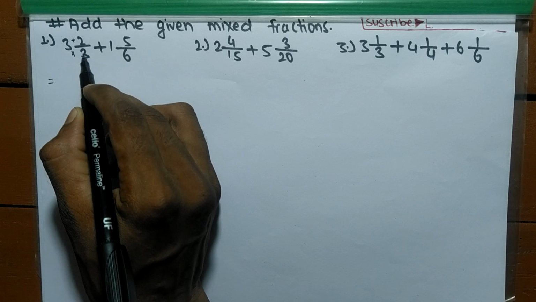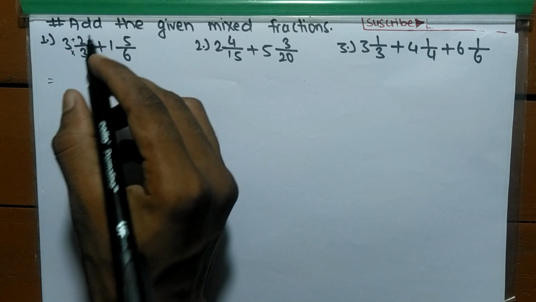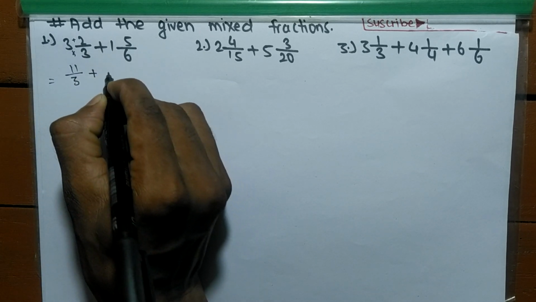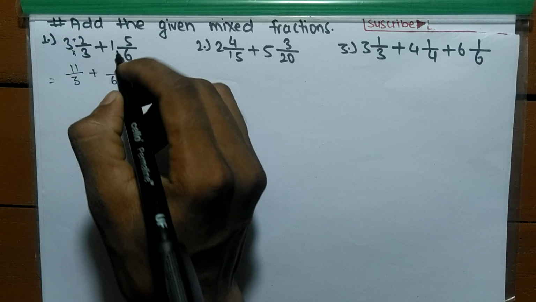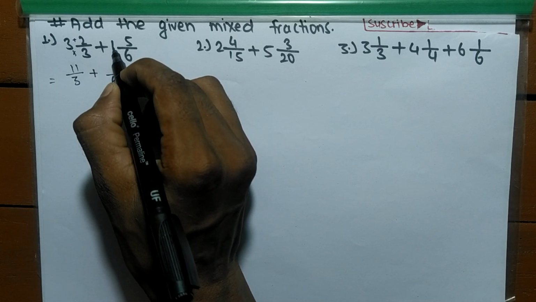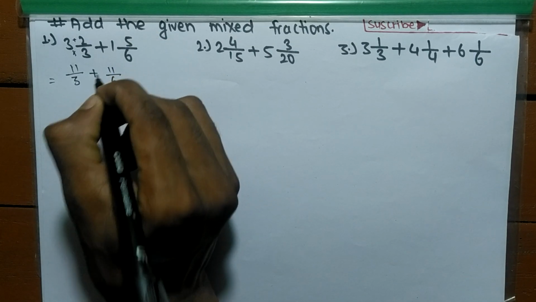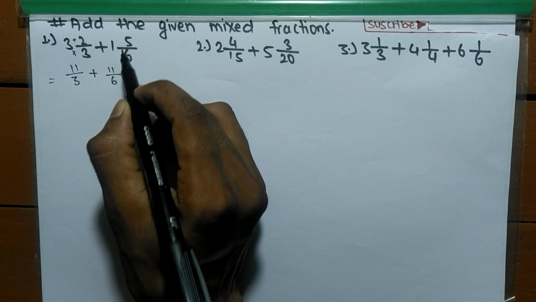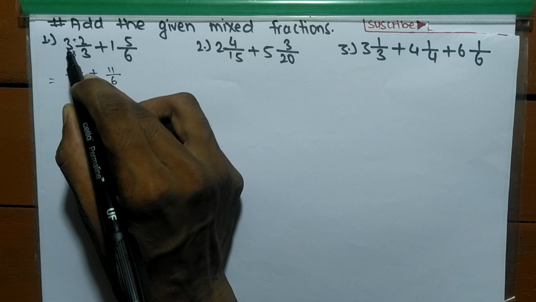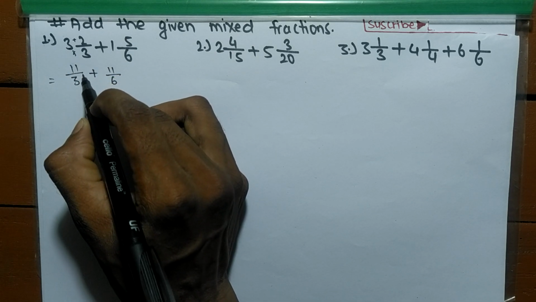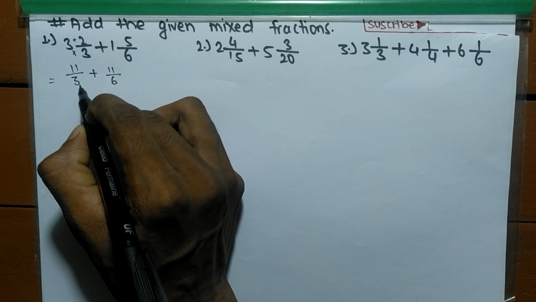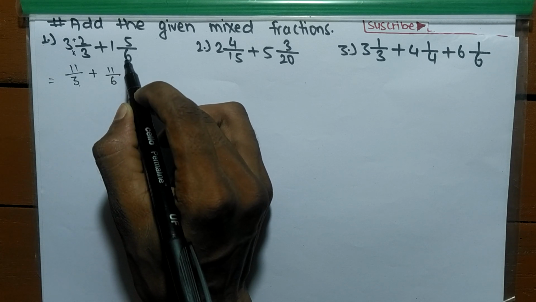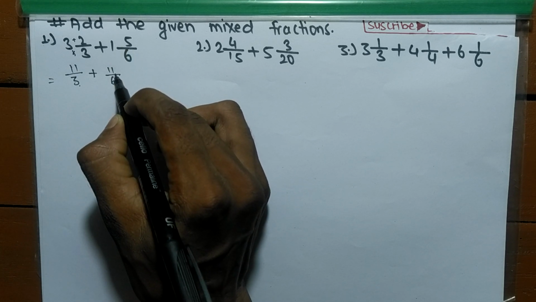this number. So 3 times 3 means it is 9. 9 plus 2 means it is 11 by 3, plus it is 6. Now 6 times 1 means 6 and plus 5 means it is 11. So these both numbers are multiplied and added with the numerator. So 3 times 3 means 9 plus 2 means 11, and in the denominator 3 part is same, plus denominator is same, by 6 times 1 means 6 plus 5 means it is 11.